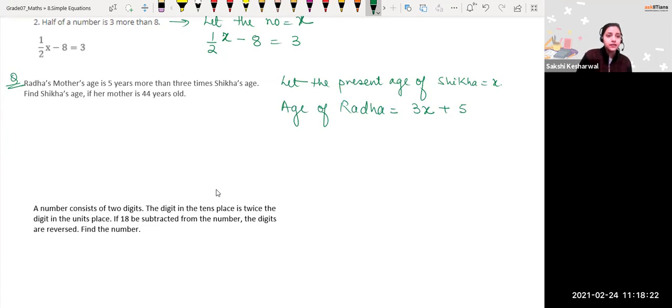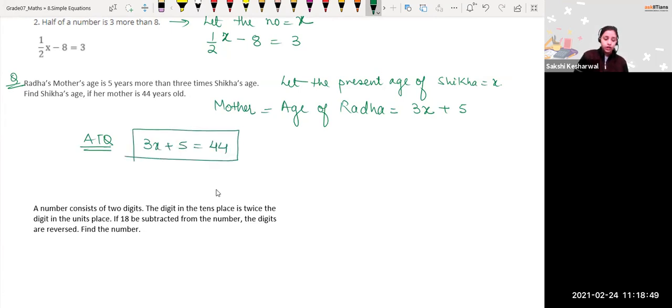It says find Shikha's age if her mother's age is this. So this is the mother's age. According to the question, this is equal to what? The mother's age is equal to 3x plus 5, which is equal to 44. So this is your equation, right? Later on, we'll be solving it.